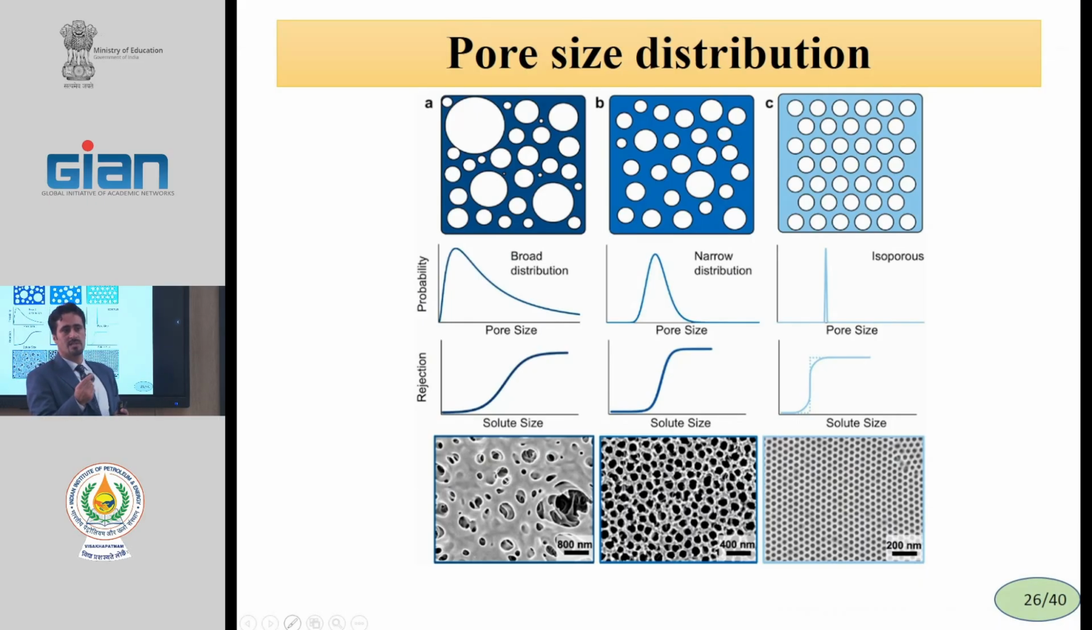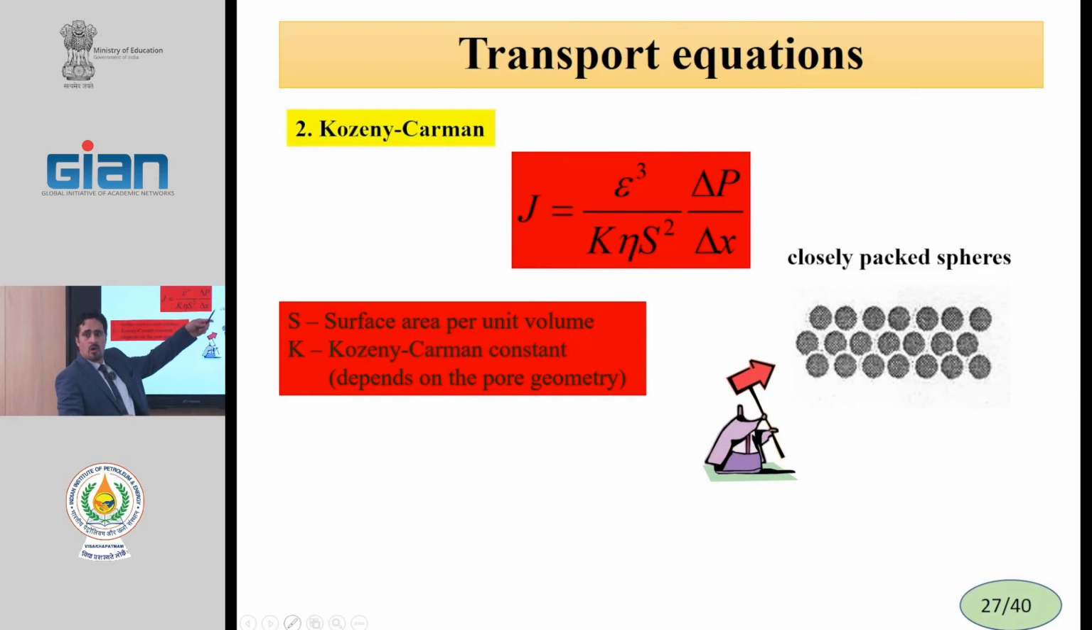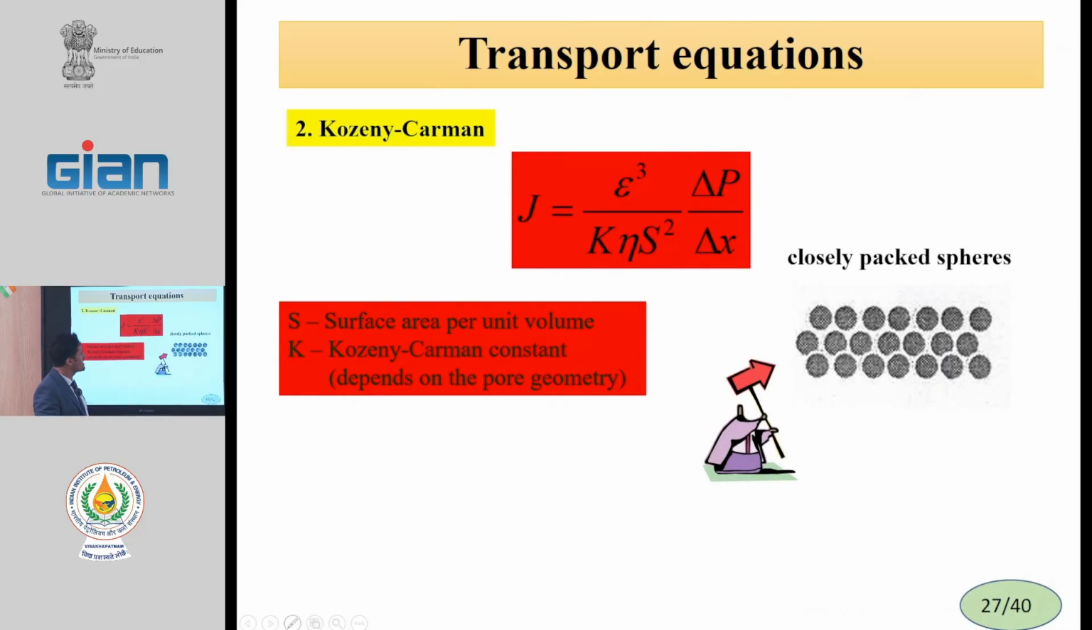Therefore, from the view of fouling, for reducing membrane fouling, it is better to have a narrow or isoporous membrane. The right one is better, the middle acceptable, but these are bad membranes. Okay? This is another equation used mostly for ceramic membranes. As you see, similar to Hagen-Poiseuille, we have delta P, thickness, porosity, and others. I pass.